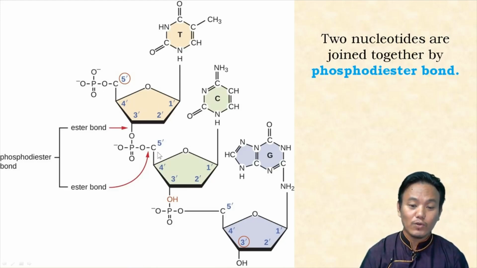So therefore you can see that there is a formation of a chain of nucleotides over here. So this is a polynucleotide. Okay, so in a polynucleotide chain that is formed, there is a polarity.